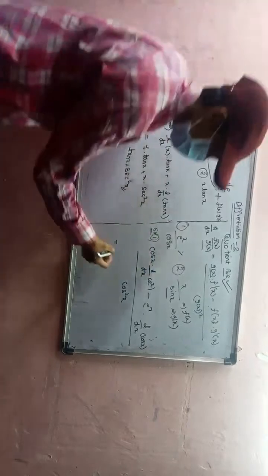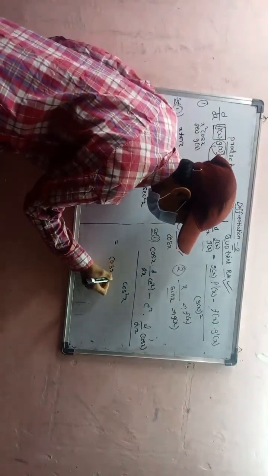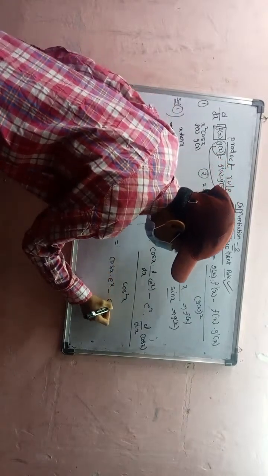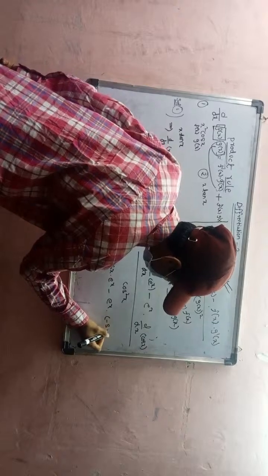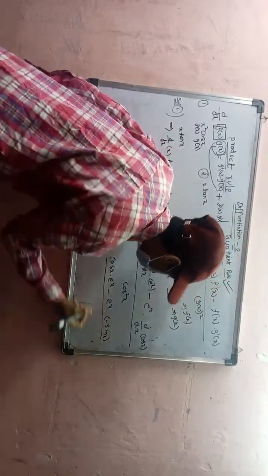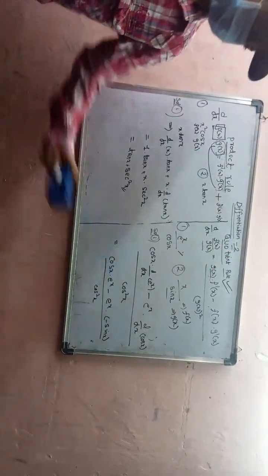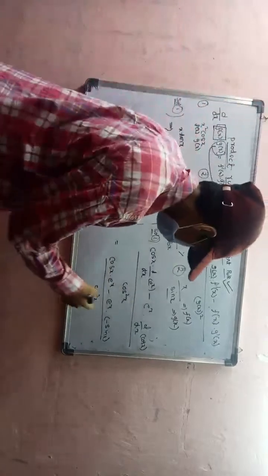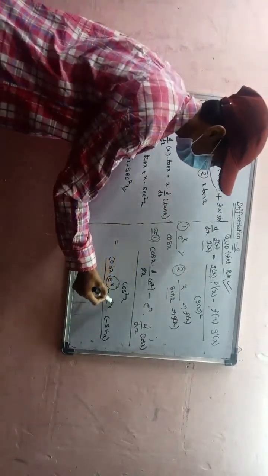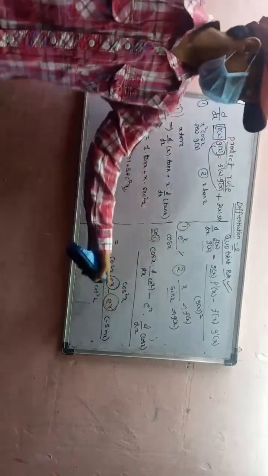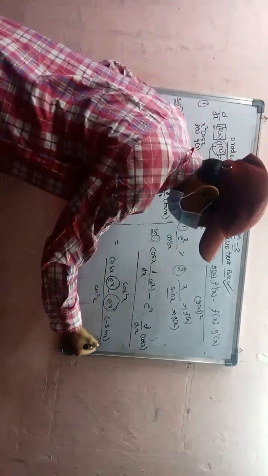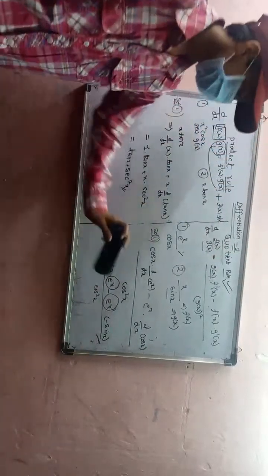Now see here. Cos x into d by dx of e power x. So cos x into e power x minus e power x into minus sin x, by cos square x. So if you do this, this is only your answer. If you want to solve more, you can write two more steps. You can take e power x common, here minus sin x minus. So this is also a correct answer. If you want to add two more steps, you can add.